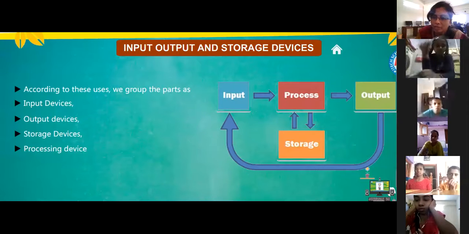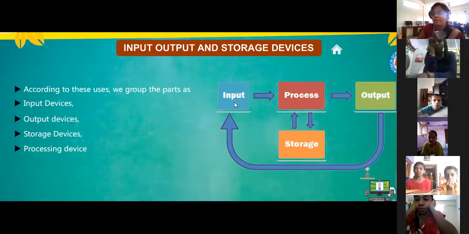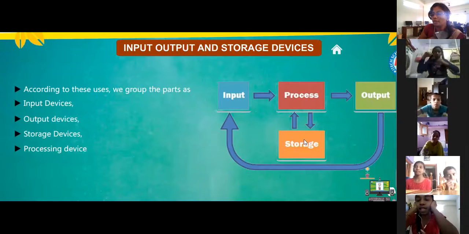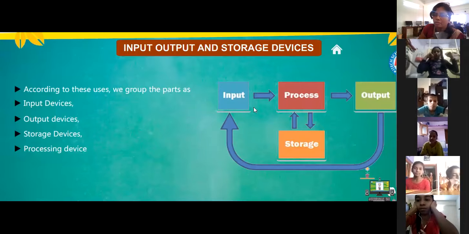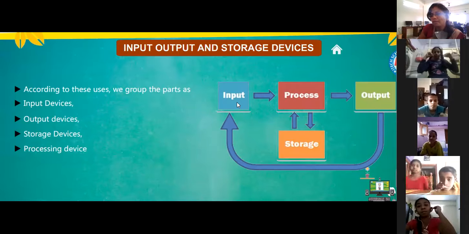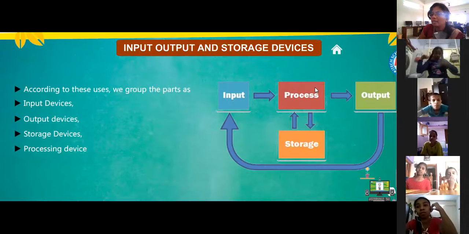Can you see the particular diagram here? Input, processor, output. Can you see my cursor? It is rotating near the input. We put information into the computer with the help of input devices. It goes into the processing, and it does whatever processing it has to do.